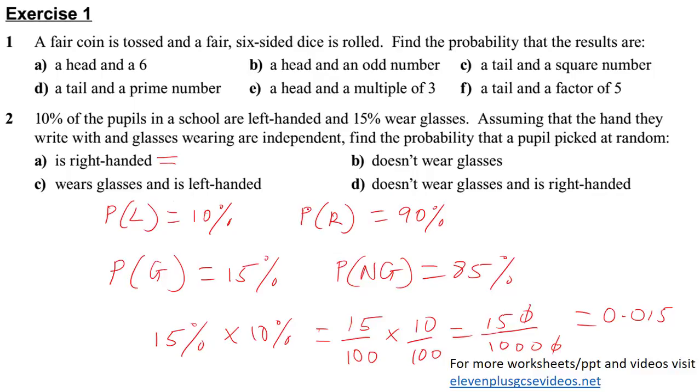Now for the last one, doesn't wear glasses and is right-handed. Now, doesn't wear glasses is basically 85%. Right-handed is basically 90%. So all you need to do is to times these two together. When you're timesing, remember, the bottom number is 100. So if you times the top using your calculator and you times the bottom, then you just divide them. So that's going to be the answer to that.